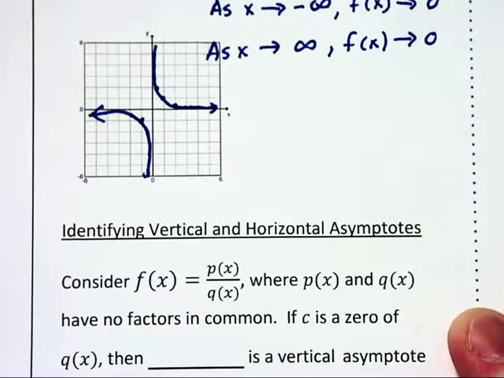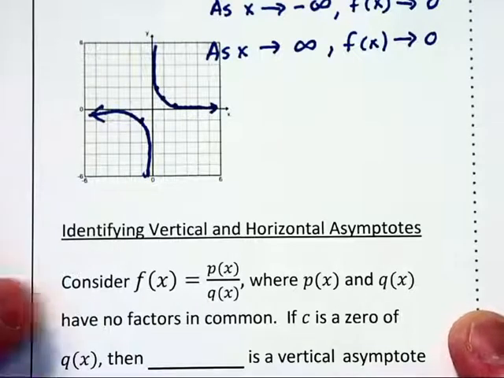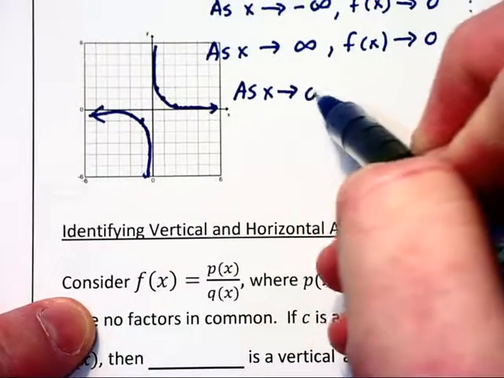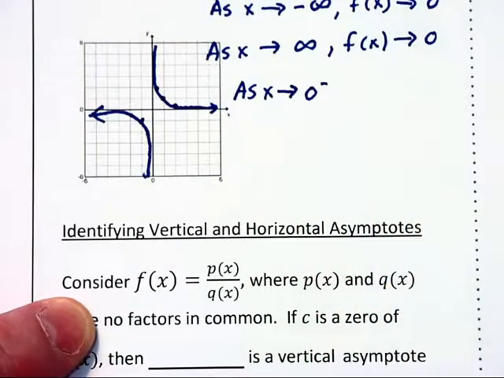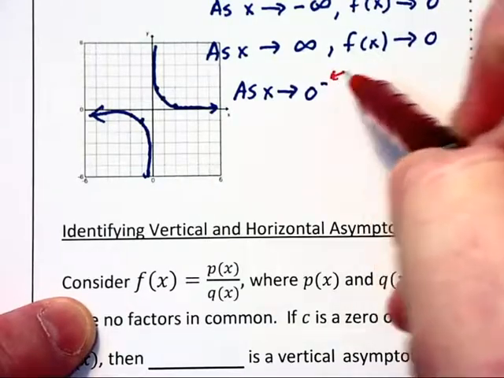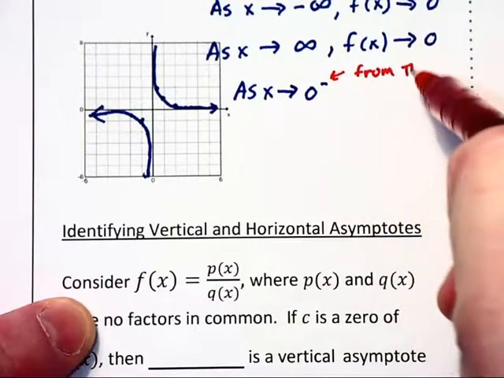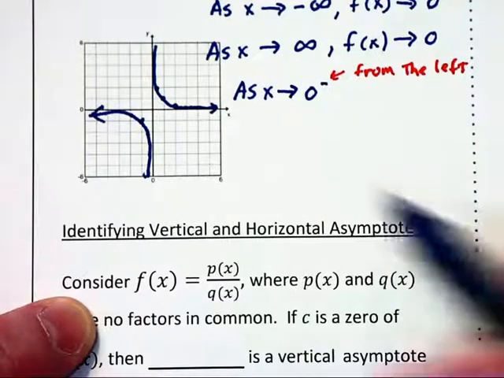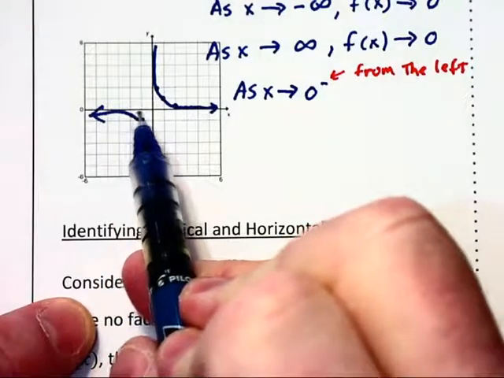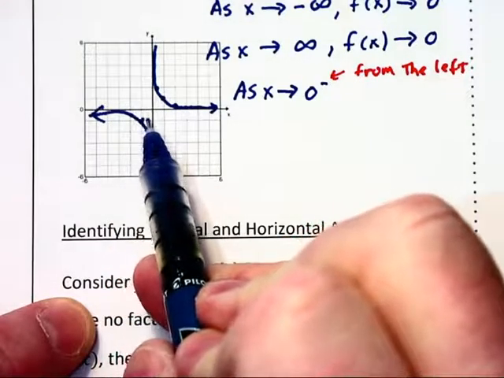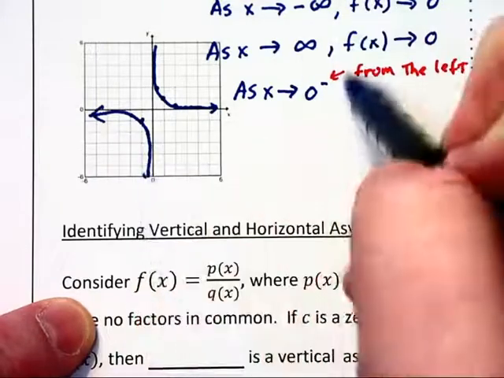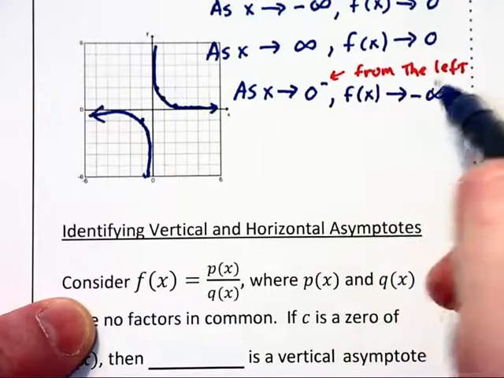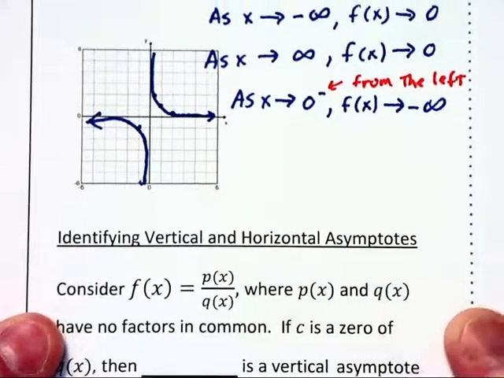Now let's look at the behavior in the center of our graph. As x approaches 0, little minus there stands for from the left. Now that is not to be confused with a negative number. That negative sign comes after the 0. As x approaches 0 from the left, as we get closer and closer and closer to the y-axis, what's happening to the y value? It's approaching -infinity. So f of x approaches -infinity.